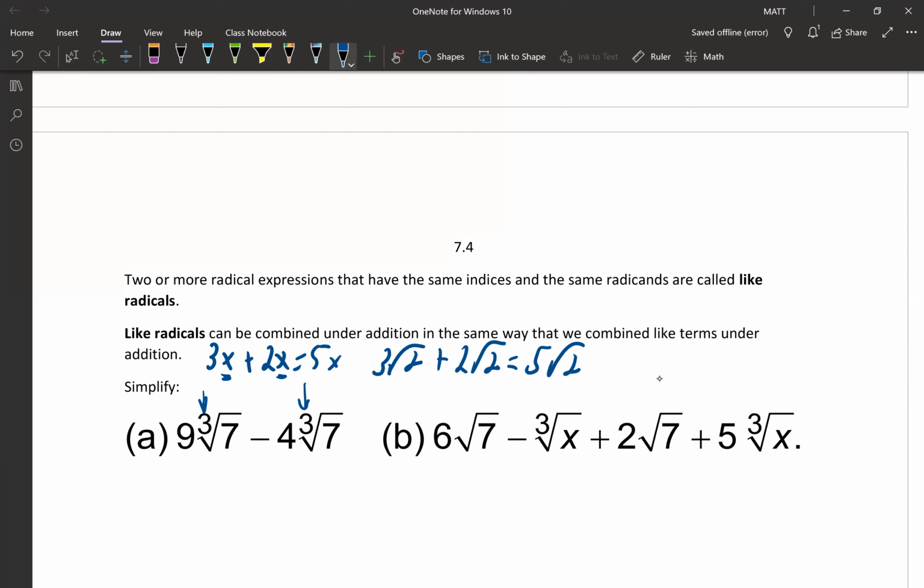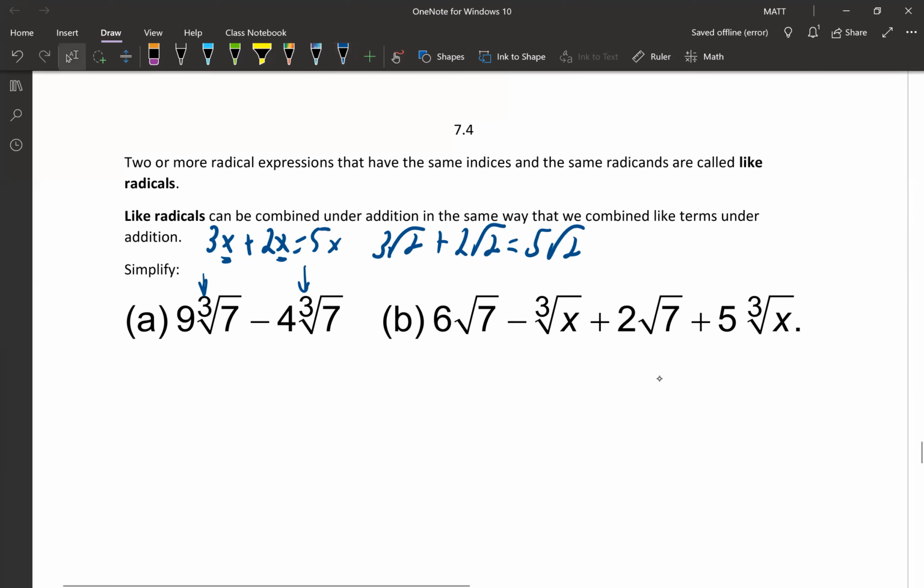Right, so we're just doing the exact same thing that we've done before with variables, but we're doing it with radicals this time, okay? So if I have 9 cube roots of 3, and I'm subtracting 4 cube roots of 3, I just have 5 cube roots of 3 left, or cube roots of 7, sorry.